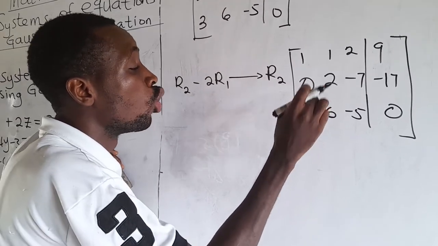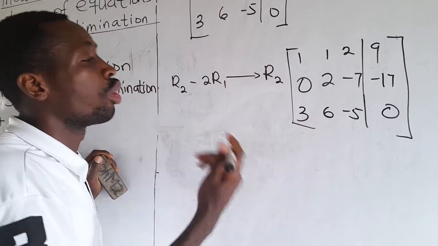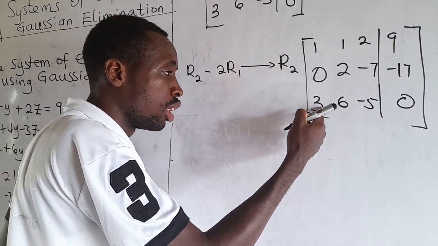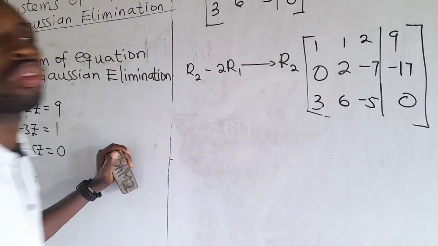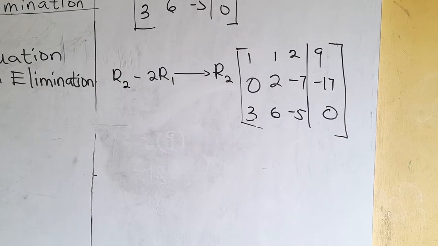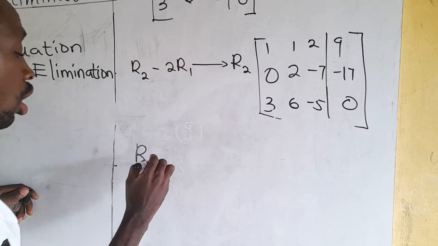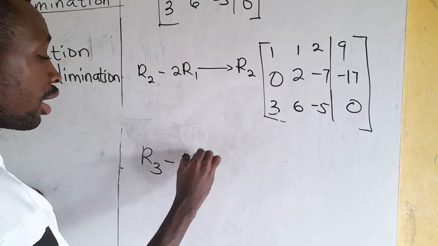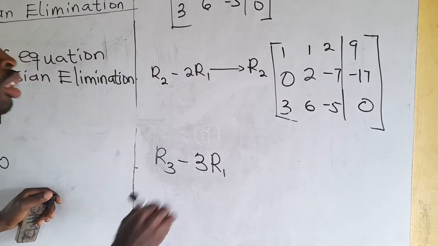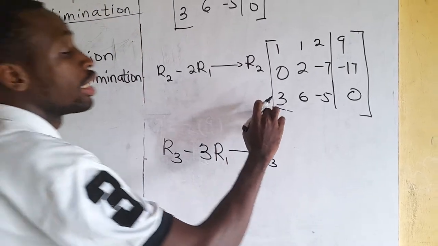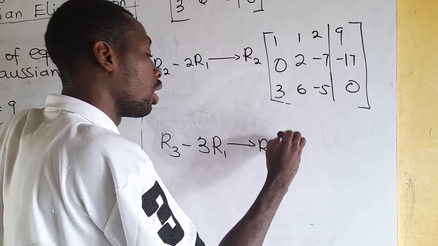The next one is we make this one 0. How do we make it 0? When we multiply this by 3 and subtract it from this, it will be 0. So we say our R3 minus 3 times R1 will go into R3. That means only the third column will be affected.